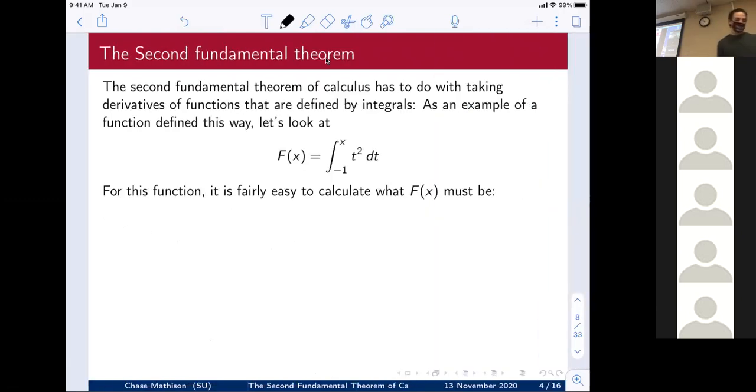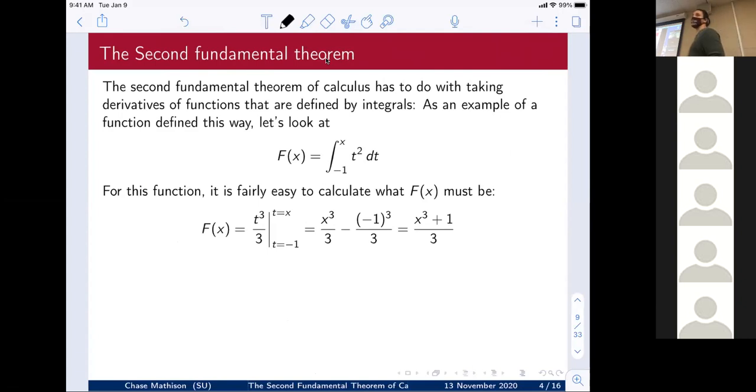All right, so for this function, we can calculate exactly what F of x needs to be. We can actually perform this integration, because an antiderivative of t squared, using the power rule, is t cubed over 3. You add 1 to the exponent, and then you divide by your new exponent. It's the exact opposite of the power rule for differentiation. And so when you calculate F of x, it actually comes out to be x cubed plus 1 over 3.